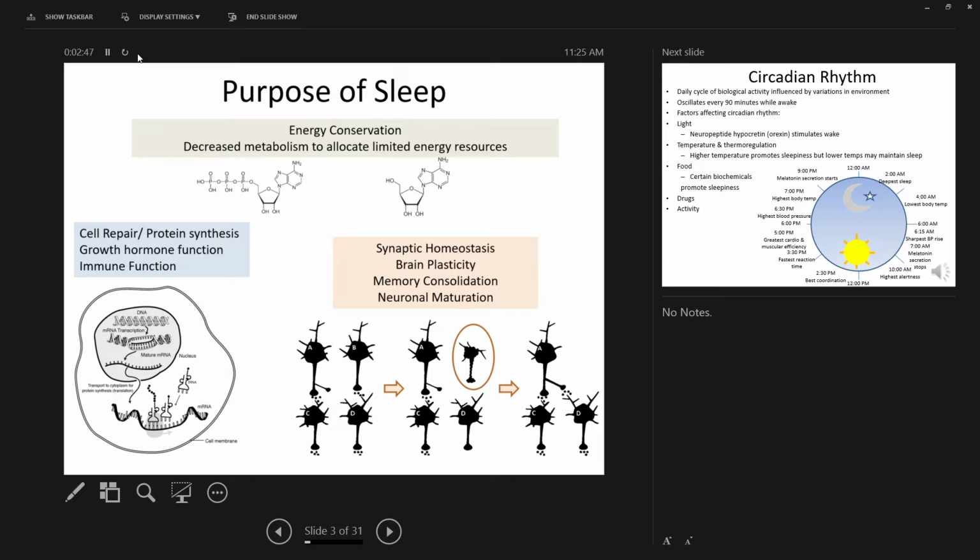immune function. And then also during sleep is when we experience the most important function in regards to brain activity and neuronal activity. And this activity is really about maintaining homeostasis and developing what we call brain plasticity, which allows a person to be able to adapt to changes in their environment, changes in their situations. And this brain plasticity also plays a role in memory consolidation.